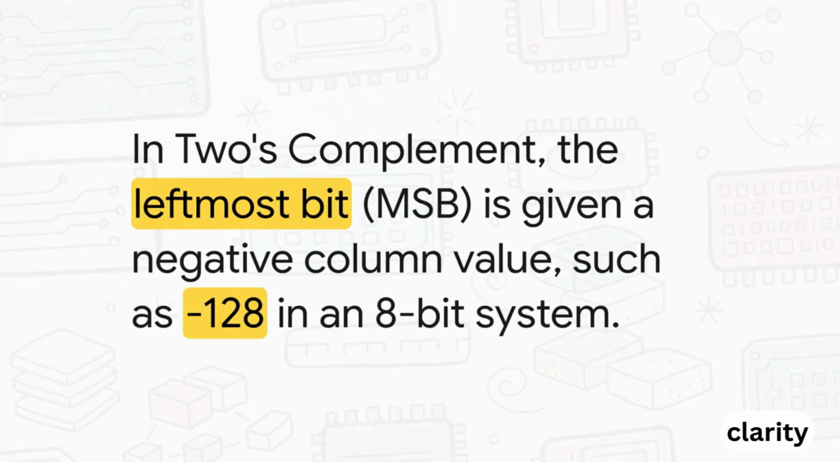The secret that makes this whole thing work is how the computer treats that very first bit, the one all the way on the left. In the 2's complement system, that bit is given a negative value. So for an 8-bit number, its value isn't positive 128, it's negative 128. This one small, clever twist is what allows the entire system to work perfectly.